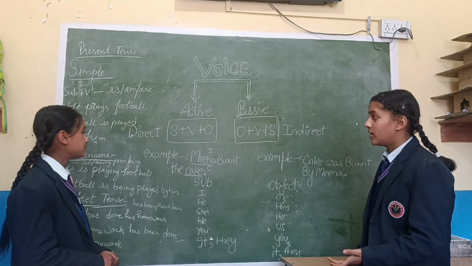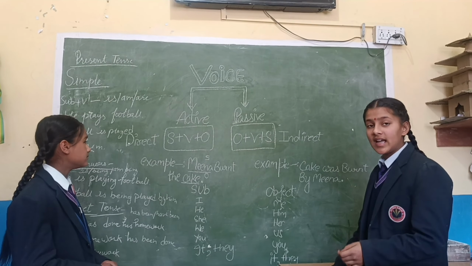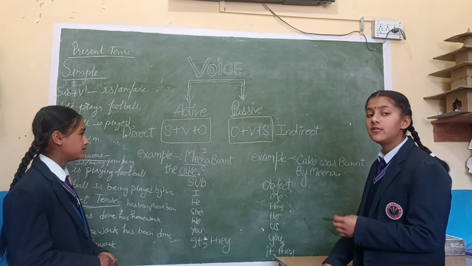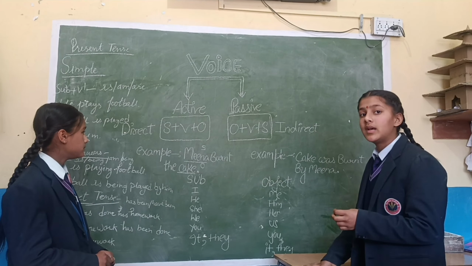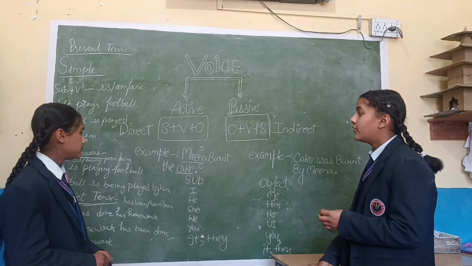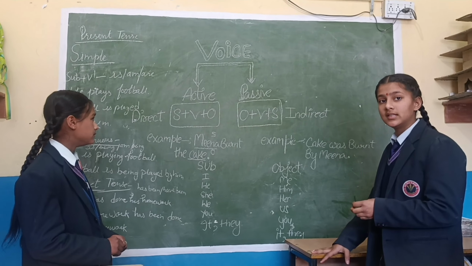First is active voice. Active voice is a clear and simple way for sharing our information. The formula of active voice is subject plus verb plus object. For example, Meena burnt the cake.